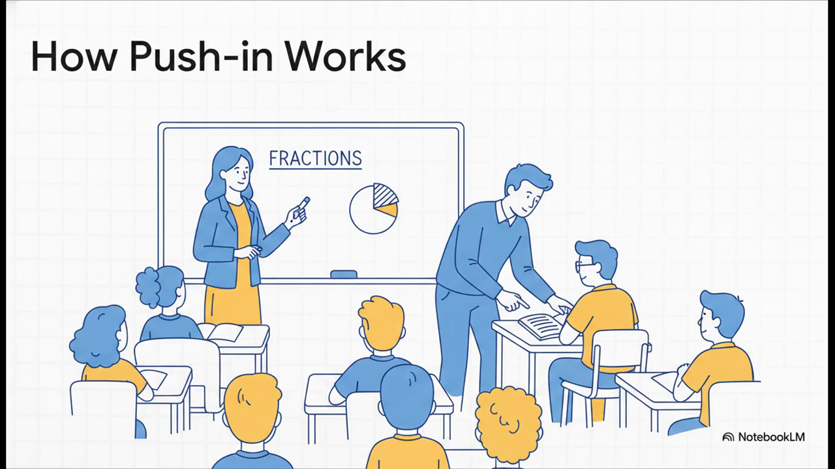So, what does this actually look like on a random Tuesday? Basically, the general education teacher leads the whole class, setting the pace and delivering the primary instruction. Meanwhile, the special educator literally pushes into the classroom to provide immediate, targeted support. That might mean offering a quick extra explanation, simplifying a really complex task, or just working quietly with an individual student or small group right there at their desks.